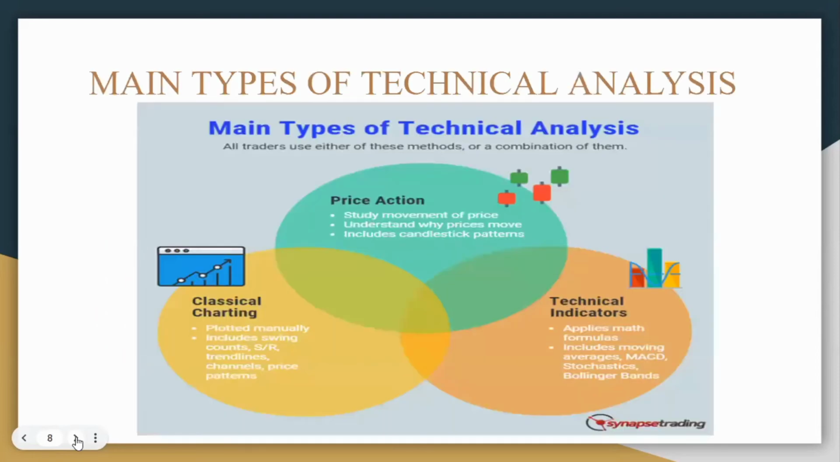Next, the main types of technical analysis: price action, technical indicators, classical chart. Technical indicators we talked about in the previous slides. What is price action? Price action simply means candle formation. It's one of the strategies used by many traders in the forex market.